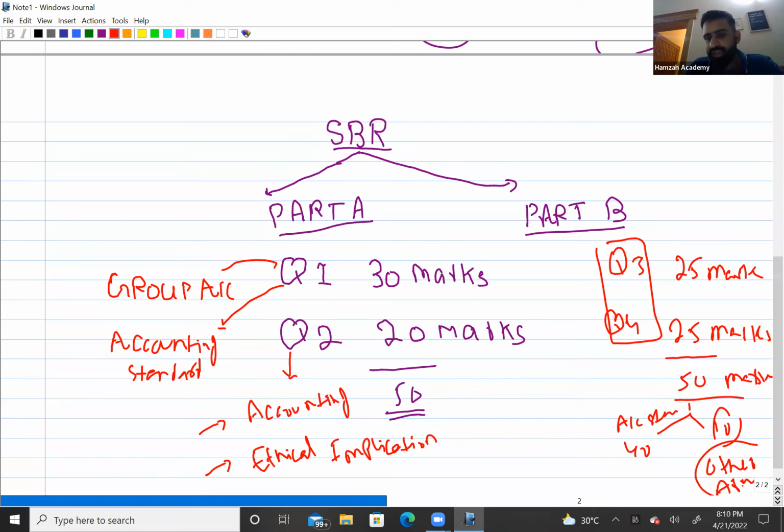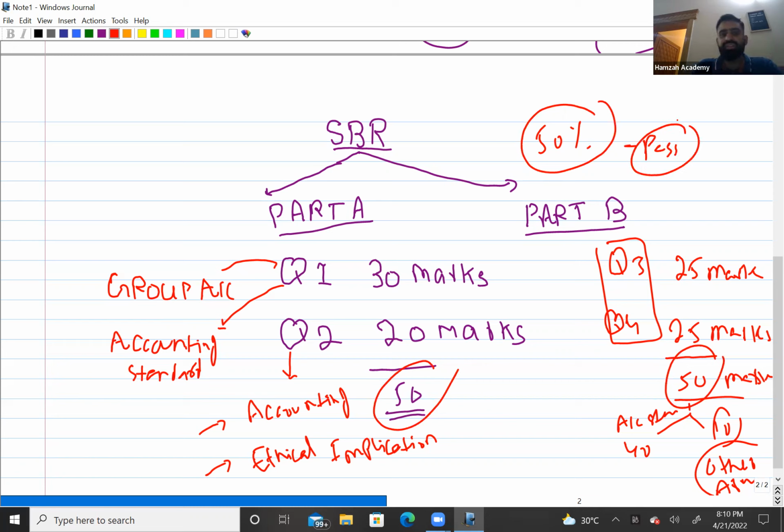So we can say 90% of your exam will be based on accounting standard at SBR level, and you need 50% marks out of 100. We have a total 100 mark exam, and you need to get 50 marks to pass this exam of SBR. Okay, this is your exam pattern, your exam style. Any question?